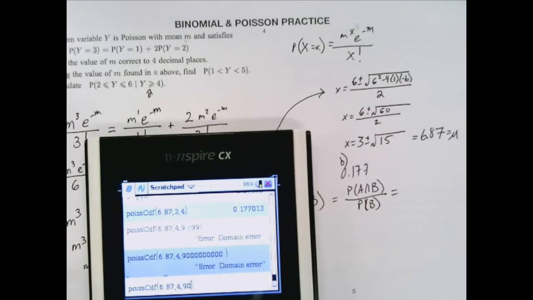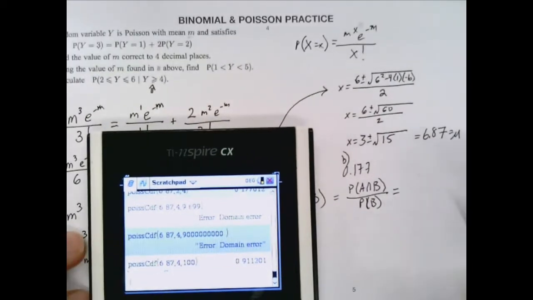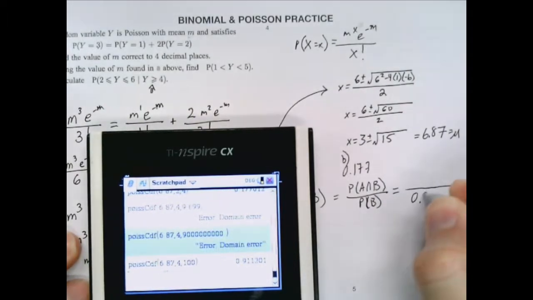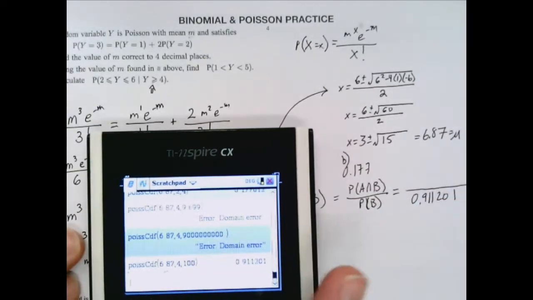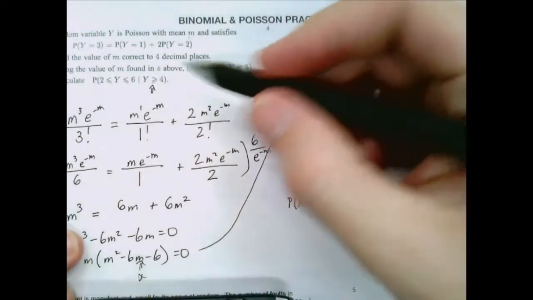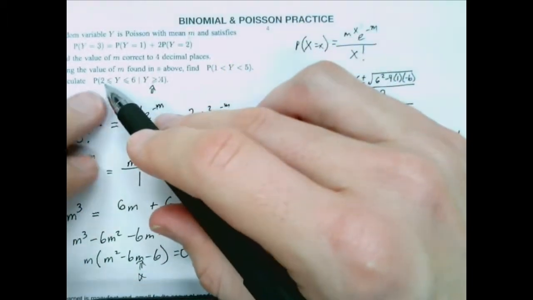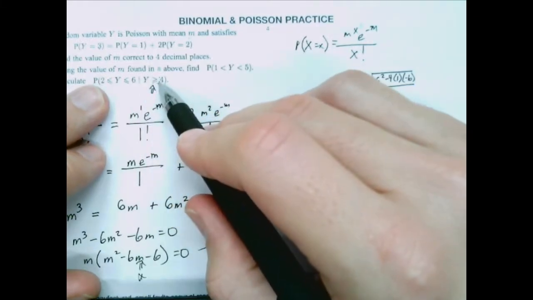It doesn't like those big numbers, does it? There we go. Going up to 100 is fine. So the probability of B is 0.911201. So that's the probability of it being greater than 4. Okay, and then I need the probability that it is both between 2 and 6 and greater than 4.